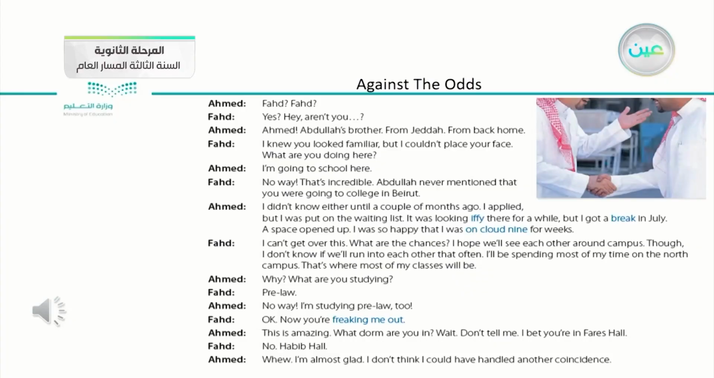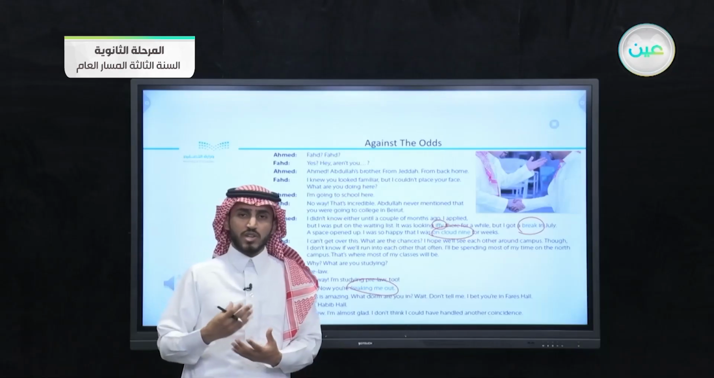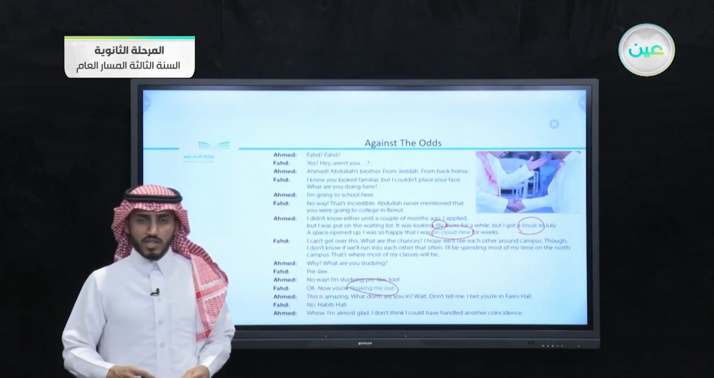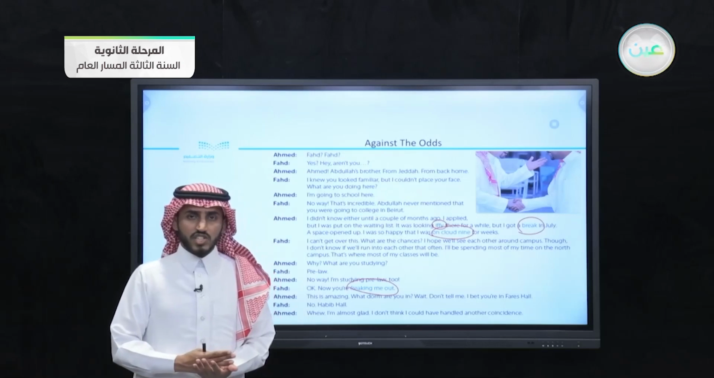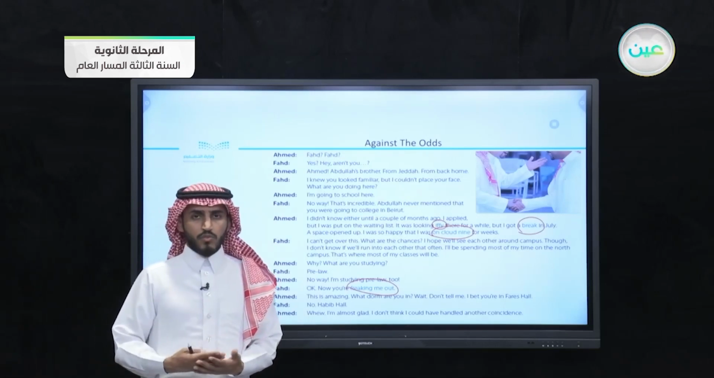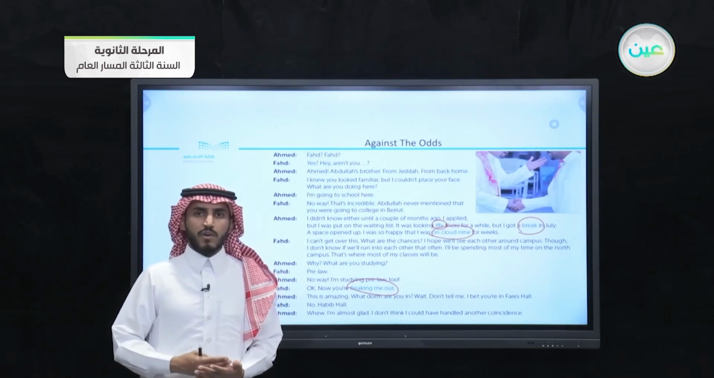I want you to pay attention to the words written or highlighted in blue, like freaking me out, iffy, on cloud 9, break, and so on. I want you to listen carefully to these words and try to guess their meanings from within the context. Some of these expressions may be new for you. You are running into them for the first time. So try to guess their meanings from the context. Now we will listen to the conversation for the first time. Then we will move on with the next part of our lesson today.